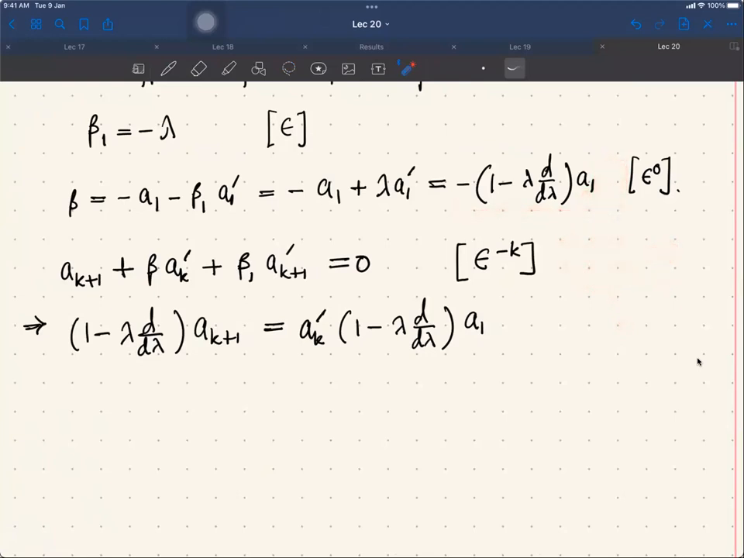Similarly, if one knows A1 as a function of lambda, then one can calculate A2. So one can set k equals 1 here, then it's A1 prime. That is also a known function, and then the right hand side is known for k equals 1, and this gives a first order differential equation for A2 if we set k equals 1, and solving that one can get A2.